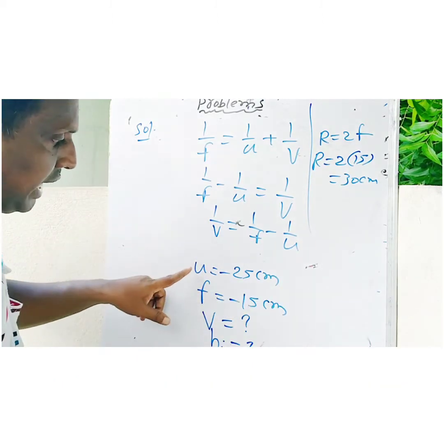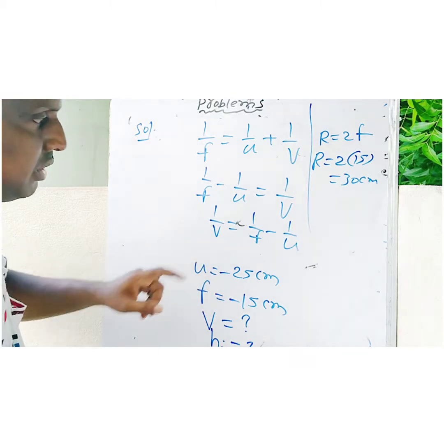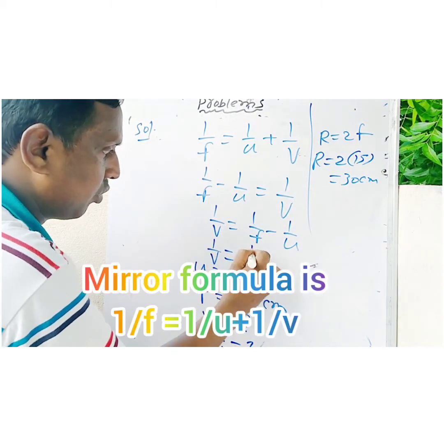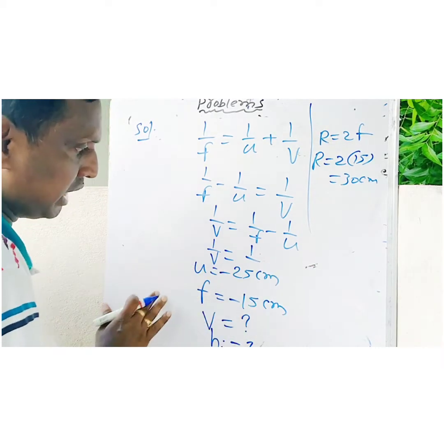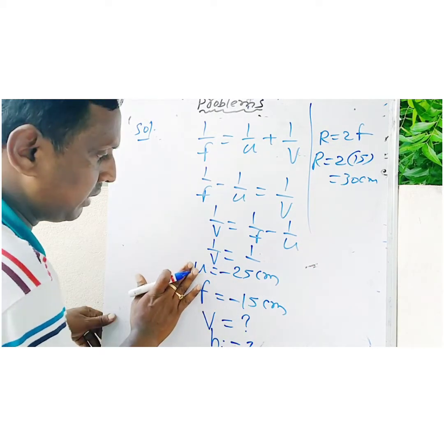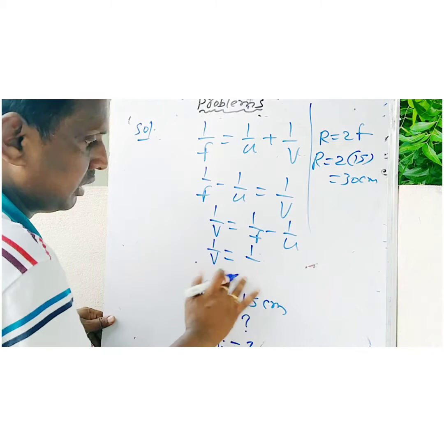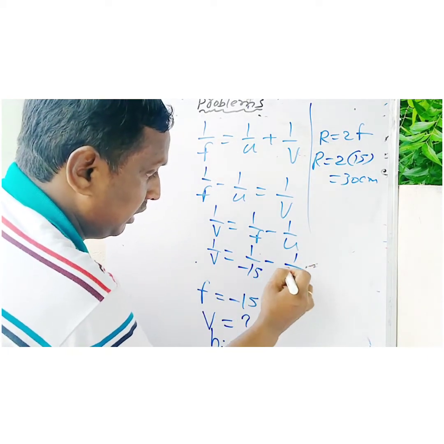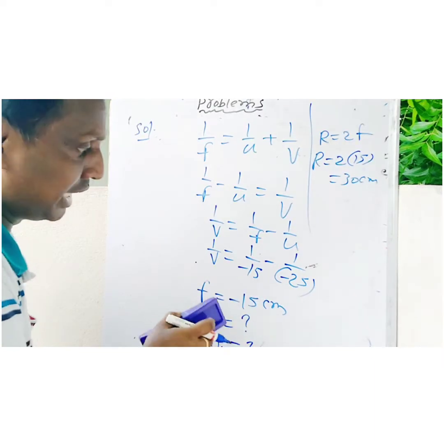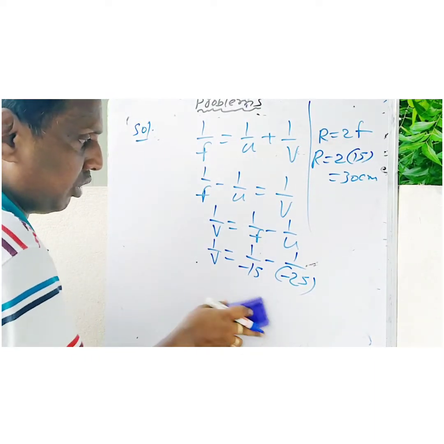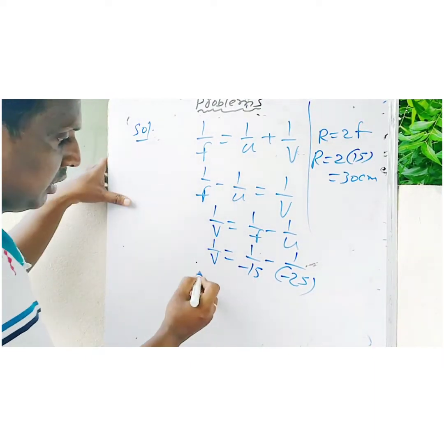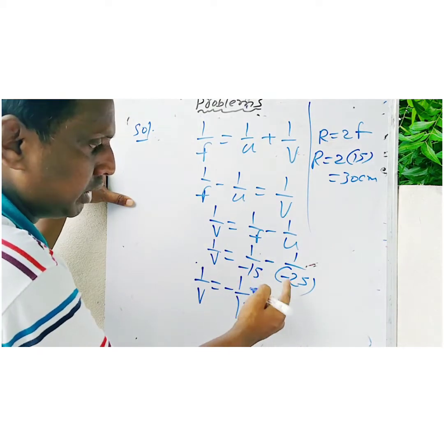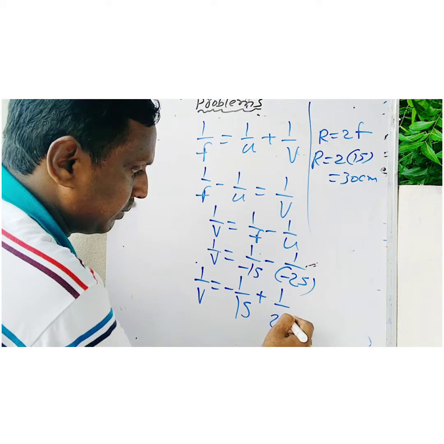Now substitute the U value and F value in this equation. 1 by V equals 1 by F, F is minus 15, minus 1 by U, U is minus 25. Be careful about the plus or minus sign. So 1 by V equals minus 1 by 15 plus 1 by 25.